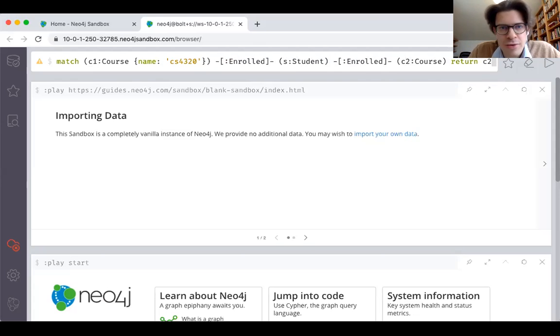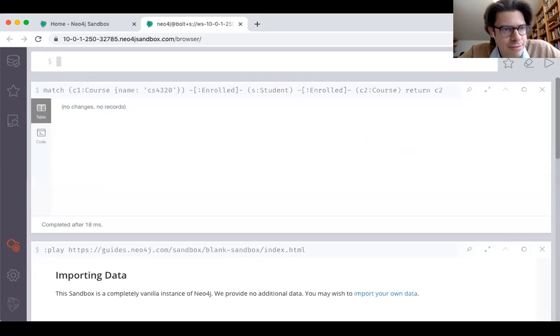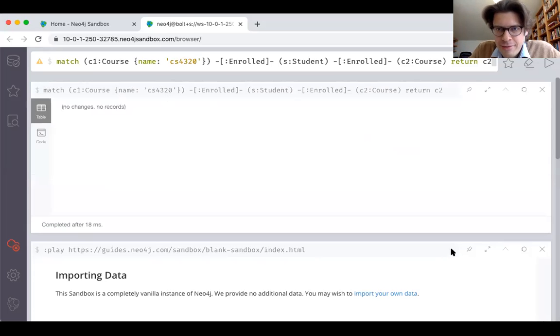So, right. Here currently I don't have any content in the graph, but this is one way of translating this description on the slide into a Cypher query. All right.